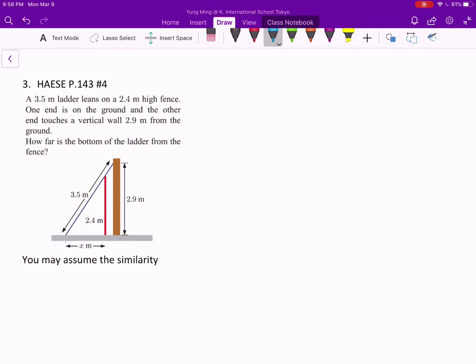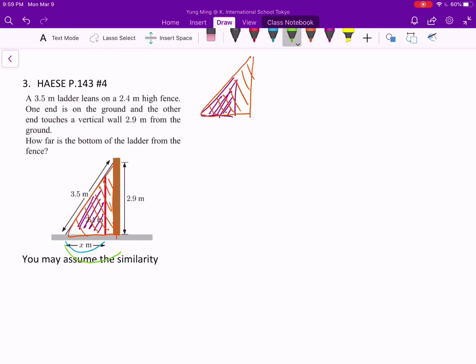First of all, we have our x. If we compare the smaller triangle inside and the bigger triangle outside, like this, you will see that we're going to have x to the bigger length over here, which we don't know, let's call that y, equal to, again, in this case, we can assume the similarity. So we're going to have x over y equal to this length over here, which is 2.4 to 2.9. So let's write that down like this.